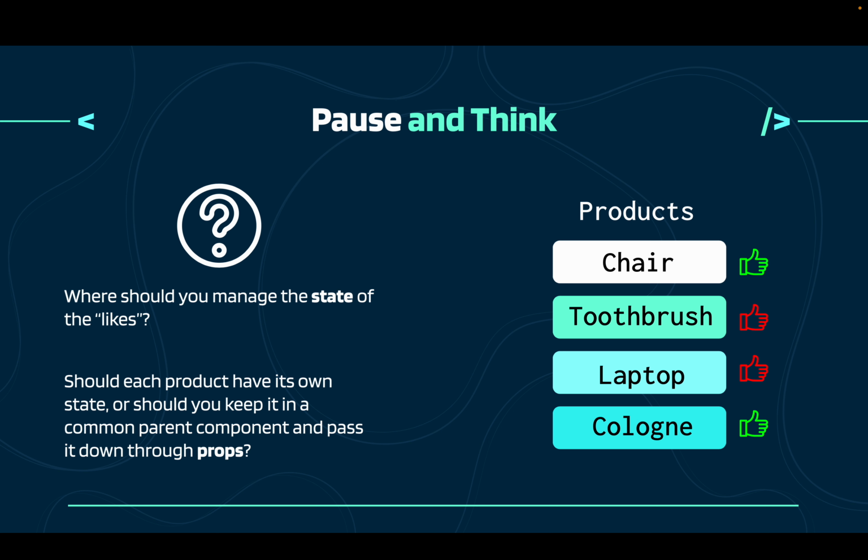If the likes data needs to be accessible or shared across multiple components, such as displaying a total like count or saving user preferences, it's better to lift the state up to a common parent component. The parent component can pass the like status down to each product as props and provide a function to update it.